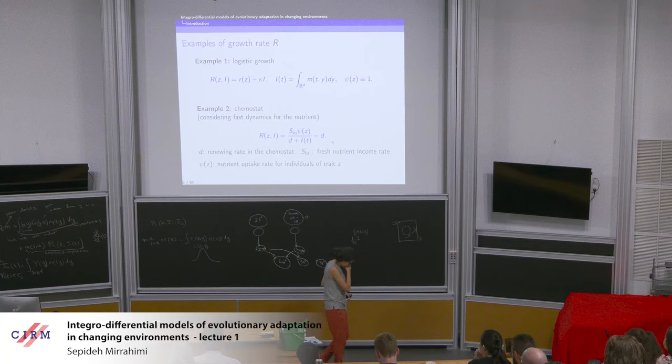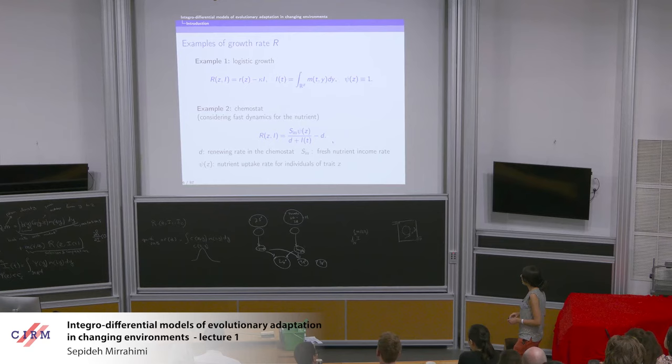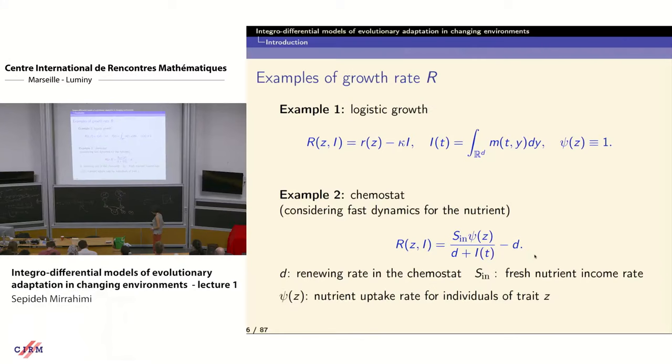so this is a general fast introduction to such type of integro-differential models to study selection and mutation for asexual populations.